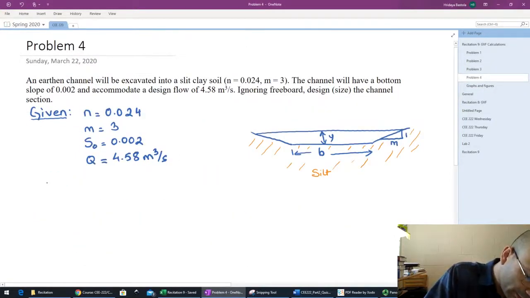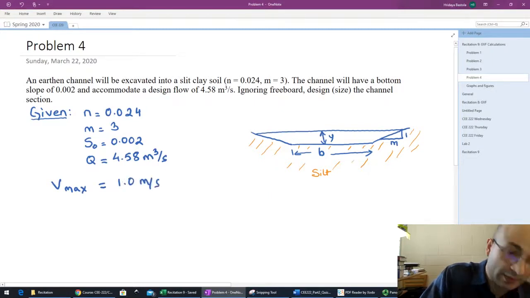So velocity max for the channel is going to be 1 meter per second.